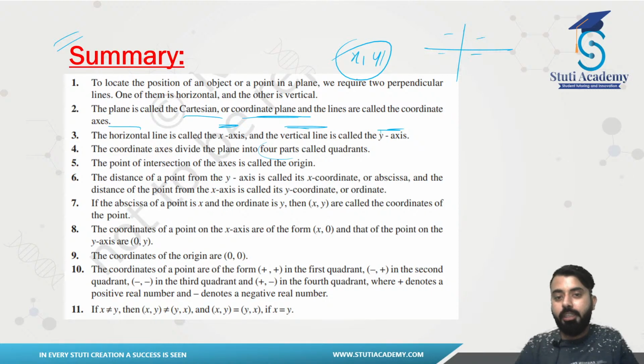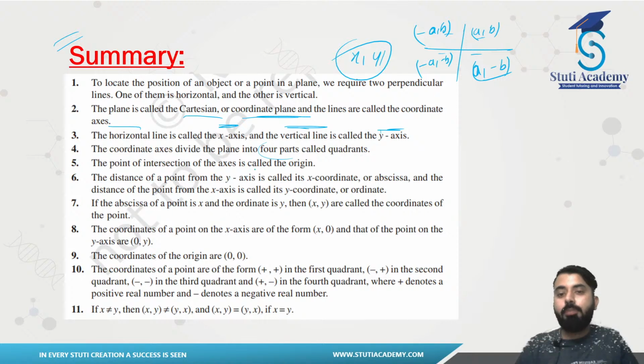So in the first quadrant, you had what? Both of the values are positive, your x and y. In the second, x was negative, but y was positive, right? In the third, both x and y were negative, and in the fourth, x was positive and y was negative.